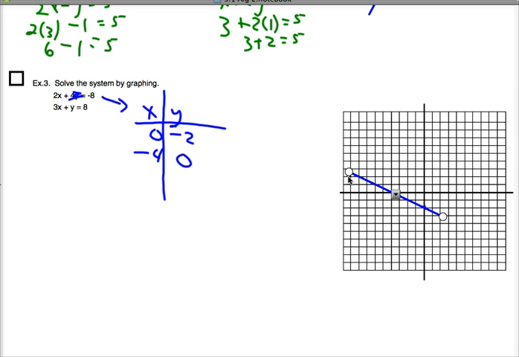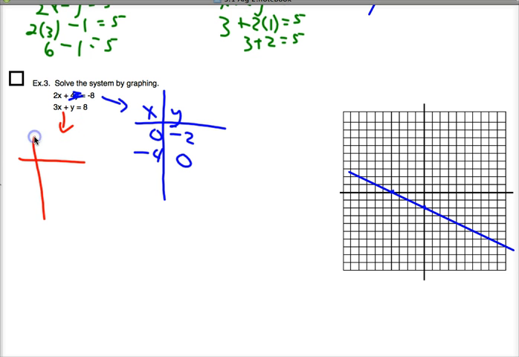Something like that right there. Hopefully that'll work. I might have to extend it out. If I were you, I would take that ruler and extend the line out as far as you can go, just in case the intersection point is not near your x and y intercepts.